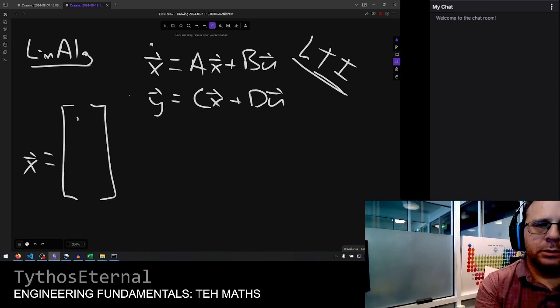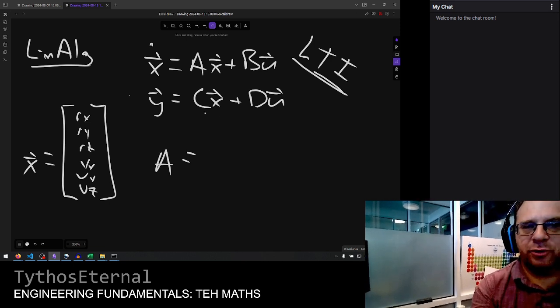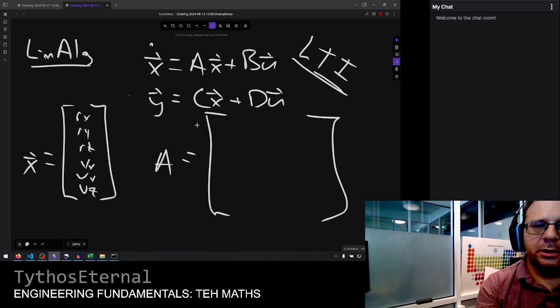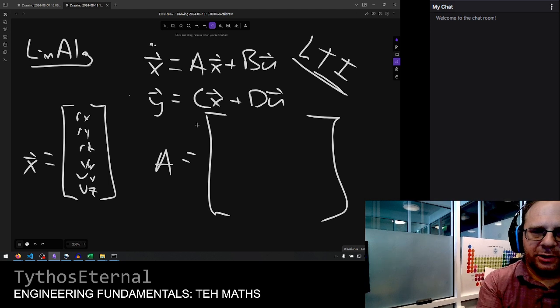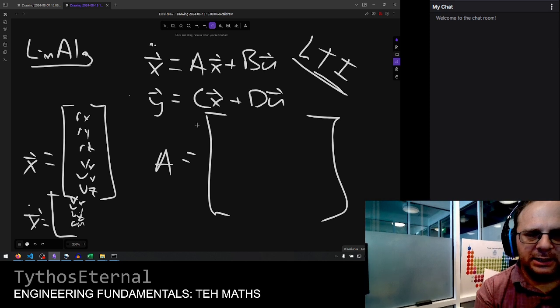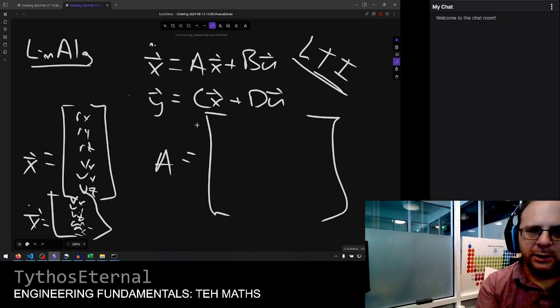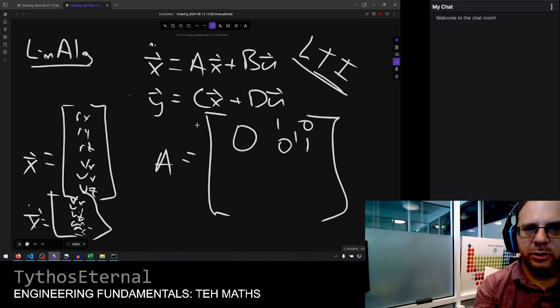We can say the state is Rx, Ry, Rz, Vx, Vy, Vz. And then in A, we can capture the first part as an identity, right? So if x dot equals Ax, we know that x dot of V is Ax. So that's going to be Vx, Vy, Vz, Ax, Ay, Az. So if x dot equals A times x, we know these are going to be zeros. This is going to be 1, 1, 1, like the 3 identity, right?